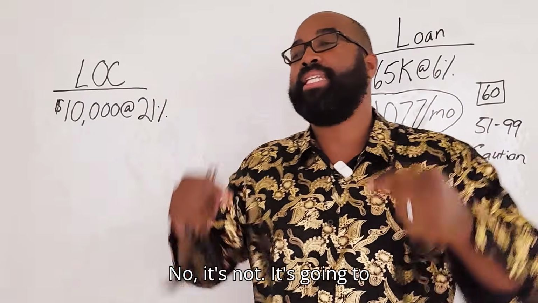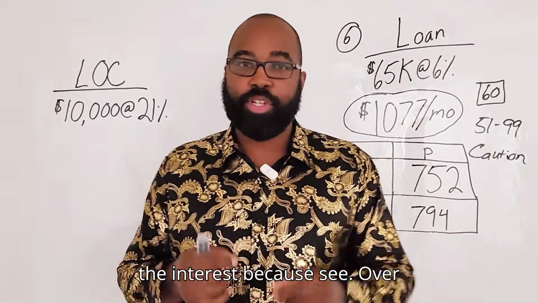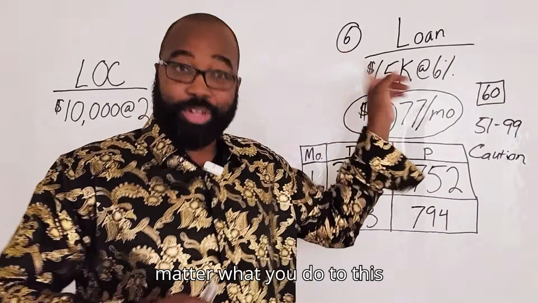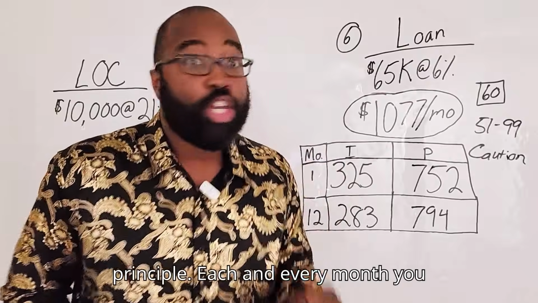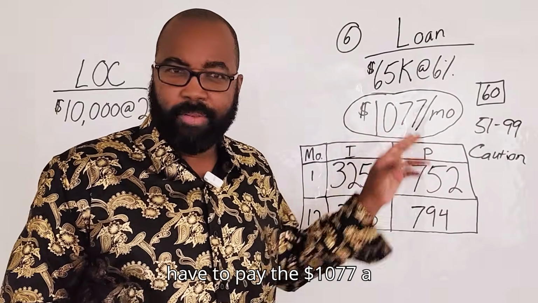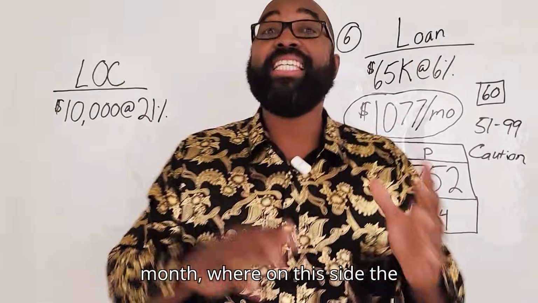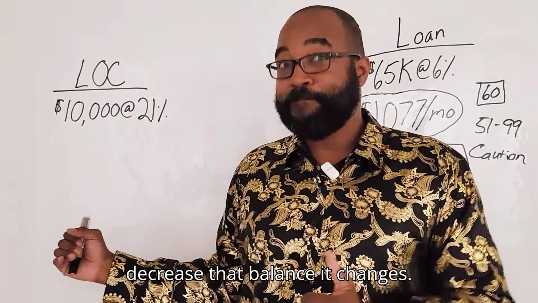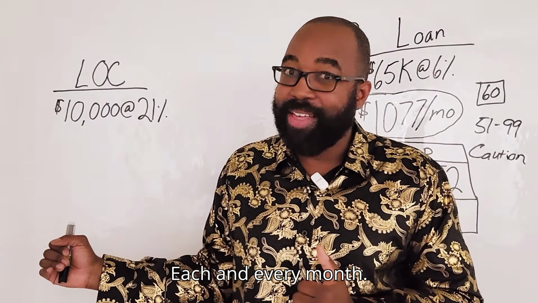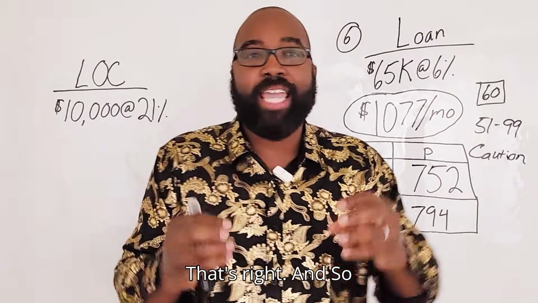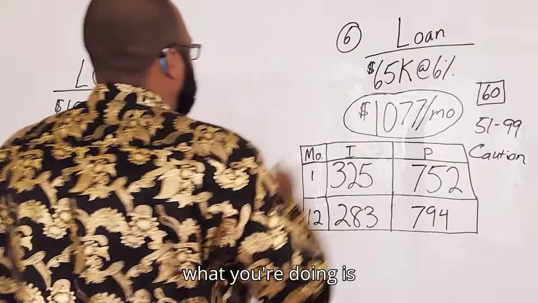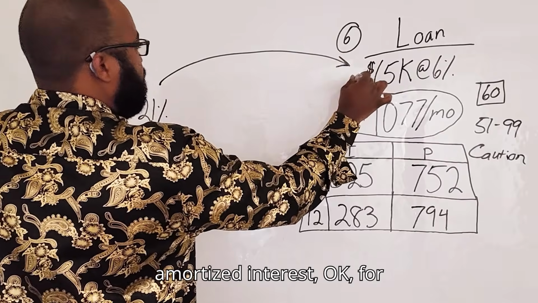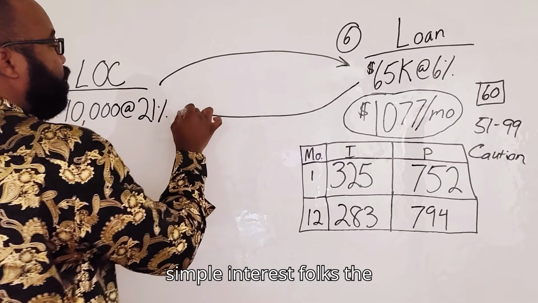It's going to fundamentally change how you're paying the interest. Because, see, over here it's amortized, meaning it doesn't matter what you do to this principal. Each and every month, you have to pay the $1,077 a month. Where on this side, the minimum monthly payment, when you decrease that balance, it changes each and every month. That's right. And so what you're doing is you're fundamentally exchanging the amortized interest for simple interest.